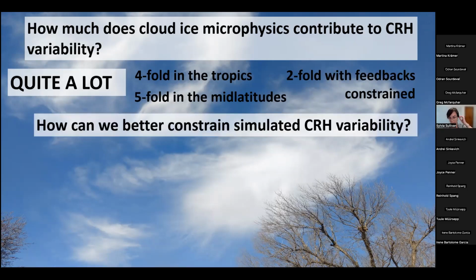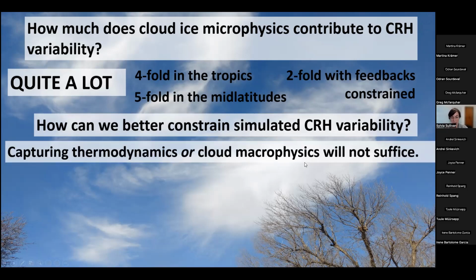And what should we take away? How can we do better in constraining this simulated cloud radiative heating, especially given that it has these strong implications for circulation? Well, I think a primary takeaway from our analyses is that capturing the thermodynamics, those inputs, or the cloud macrophysics, so something like cloud fraction or occurrence of different cloud classes, is not sufficient to constrain the cloud radiative heating variability. We really have to get the amount of condensate that's in the cloud correct. So we really have to get the cloud microphysics correct.